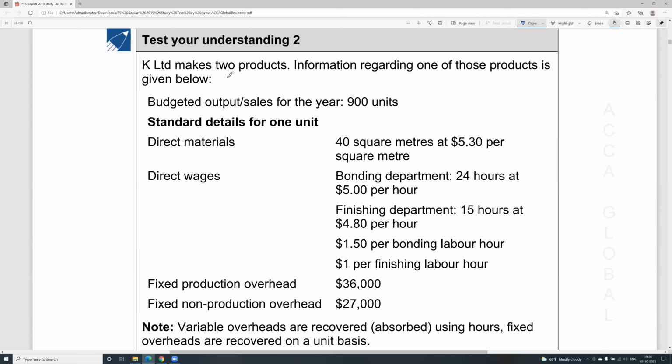Now, K Limited makes two products. The information regarding one of those products is given below. Budgeted output sales of the year is 900 units. Standard details of one product: 40 square meters, per square meter is 5.3. That is for one unit. Bonding department needs 24 hours at $5 per hour. Finishing department needs 15 hours at 4.5 per hour, and 1.5 per labor hour, one for finishing labor hour.